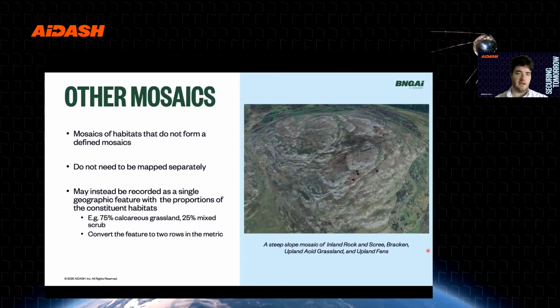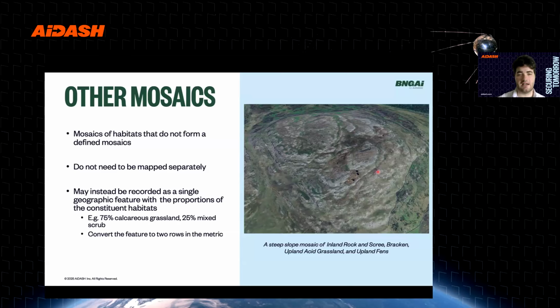So here, for example, we have a hillside, and on this, there's lots of inland rock and scree, which is the priority habitat. There's bits of bracken, there's bits of upland acid grassland, and even around here, you can see in these pools of water, there are some upland fens. We would have to make a decision looking at this about which of these habitats we want to map in detail or not. But some of these habitats, I think, would be very difficult to map in detail because of the slope, because it's difficult to get measurements. Maybe these habitats shift around a lot. All of these are good reasons to consider using an other mosaic.